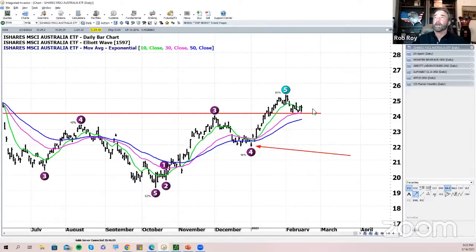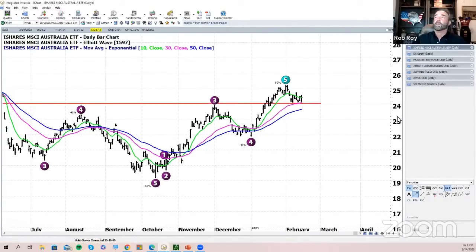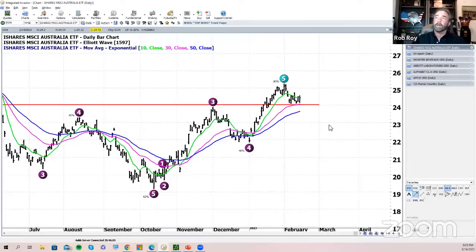So if we can stay there, we'll look at the XJO Thursday night as we always do. But if we can hold here and mount another run, very constructive for the EWA. Breaking 24, probably going to 22. And that wouldn't be too much fun.